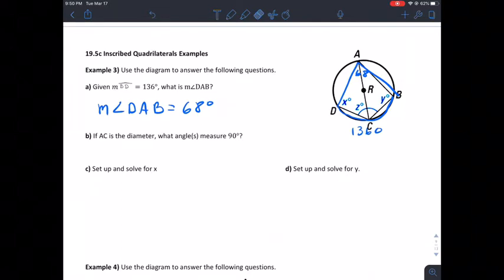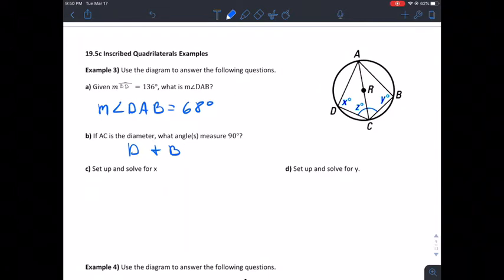Next, if AC is the diameter, what angles measure 90 degrees? Another thing we learned last lesson was that when we have a diameter, these intercepted arcs here make 180, which then makes our inscribed angle 90. So we actually have two 90-degree angles here. Angles D and B are going to be 90 degrees.